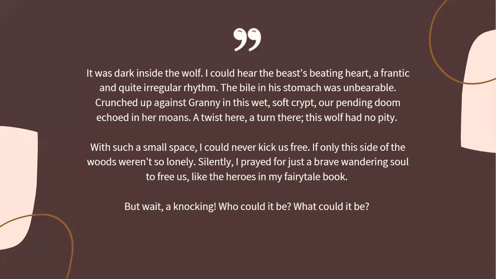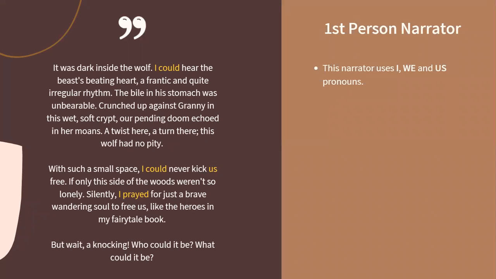Very good. Now my second question is, what is the predominant pronoun that you see coming out of this excerpt? Very good. Tom says he sees a lot of eyes. And that's a very good observation. And that is what we will use to take us into the first characteristic of the first person narrator. This narrator uses I, we, and us pronouns.